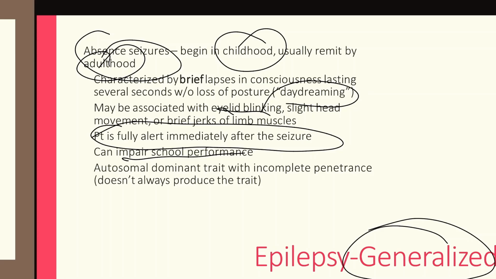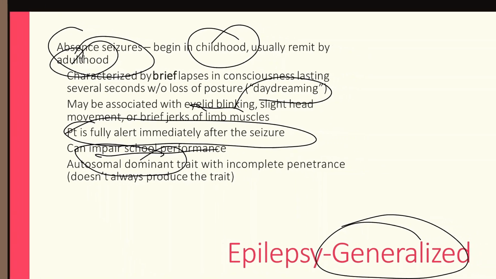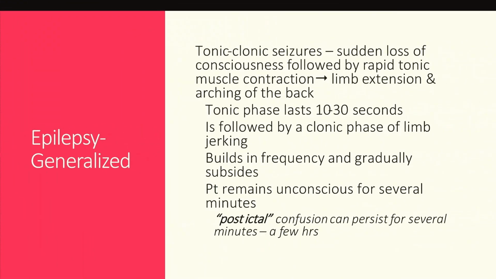So whenever they start dropping school grades, is it their eyes? Are they not being able to see the board? What's going on? So talk to the parents, see what's going on. There may be some dominant trait here. So again, with these seizures, always ask about any family history of any seizures.